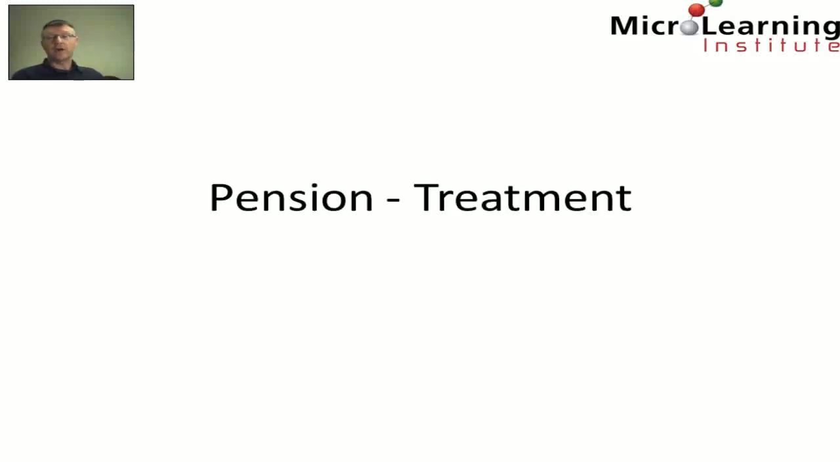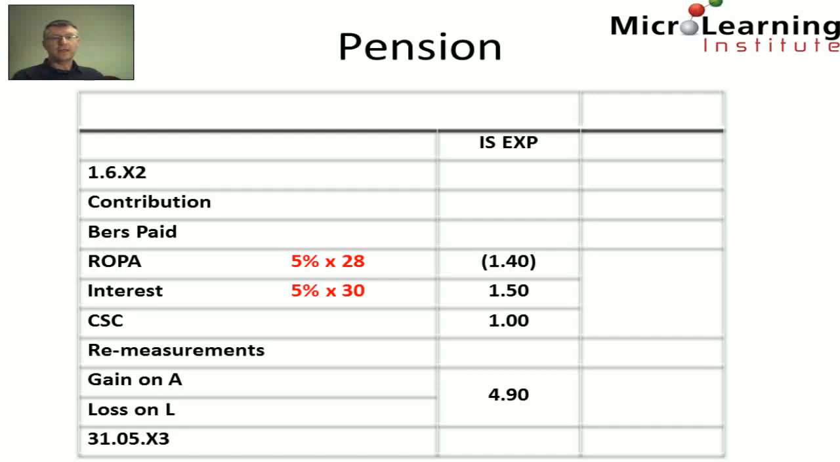Now, in relation to IAS 19 pensions, the pension expense to the P&L is netted off for return on plan assets, the net interest and the current service cost, and the remeasurement gain, or the remeasurement loss in our case, is treated as an expense in other comprehensive income.